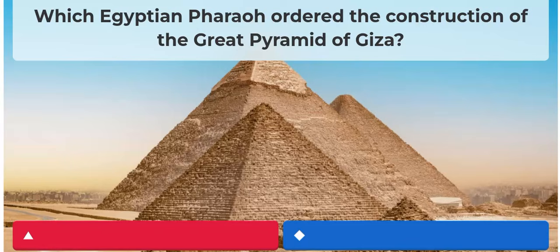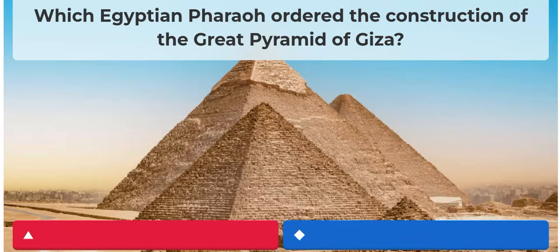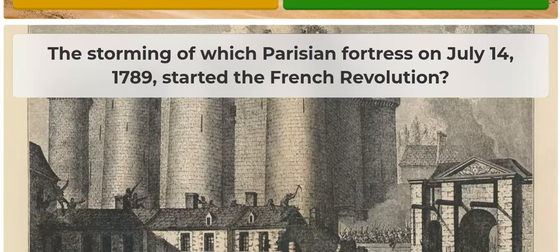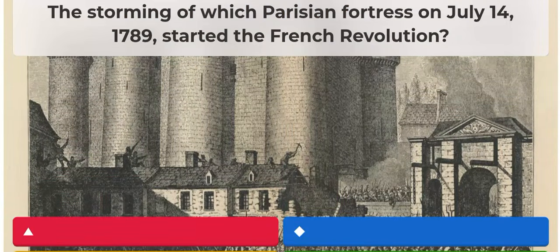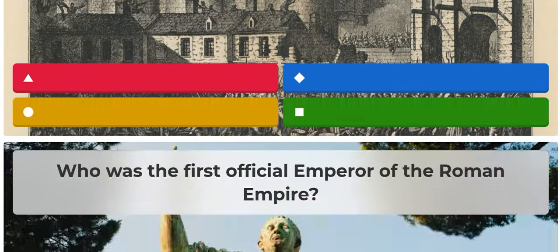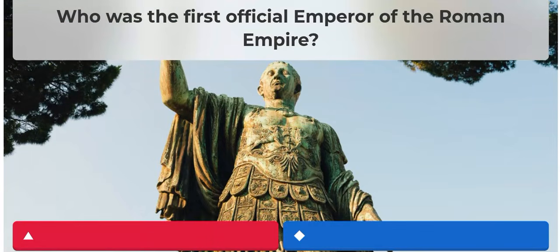Which Egyptian pharaoh ordered the construction of the Great Pyramid of Giza? The storming of which Parisian fortress on July 14, 1789 started the French Revolution? Who was the first official emperor of the Roman Empire?